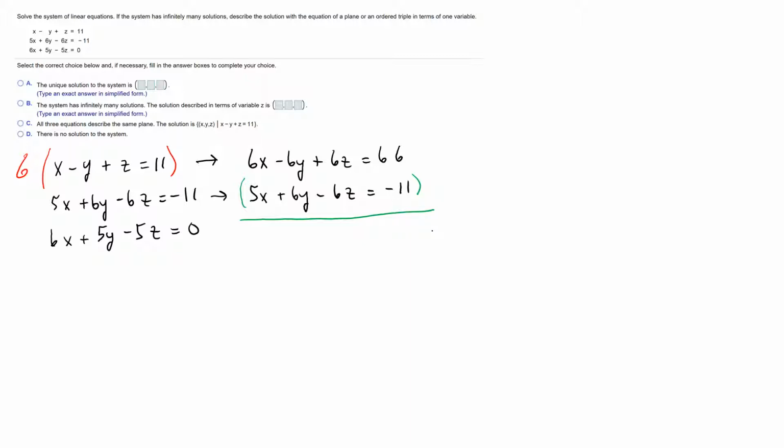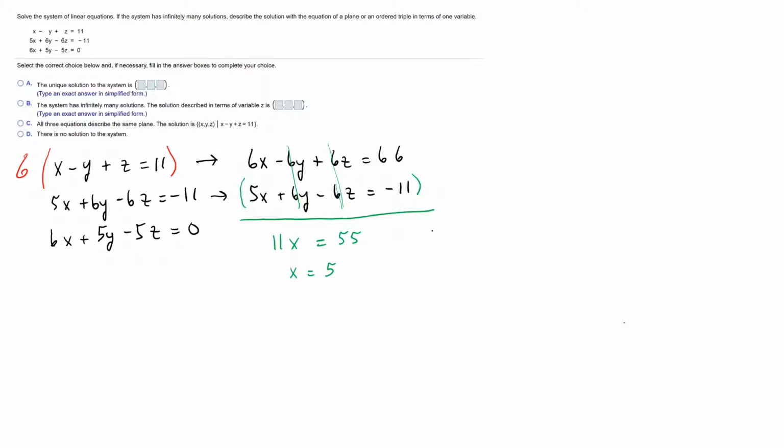Adding these two equations looks like it gives me 11x, and then the y's are eliminated. Looks like the z's are eliminated as well. And so I get 11x equals 66 minus 11 is 55. And after dividing by 11, I see that x is 5. All right, so we've got x. What's normally done is we take this answer and we plug it back in somewhere.